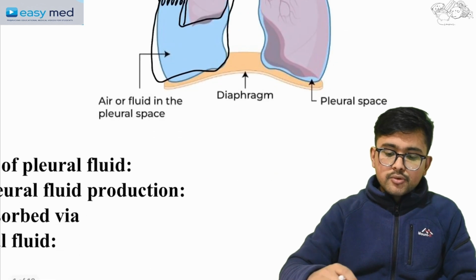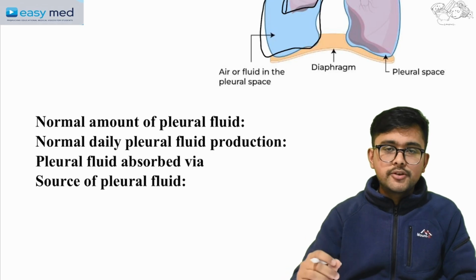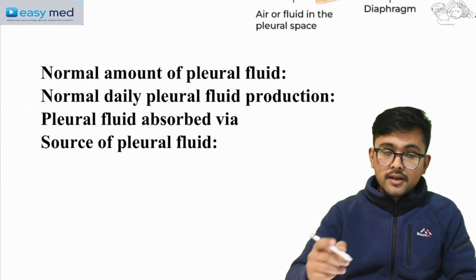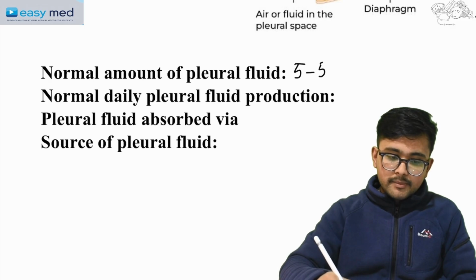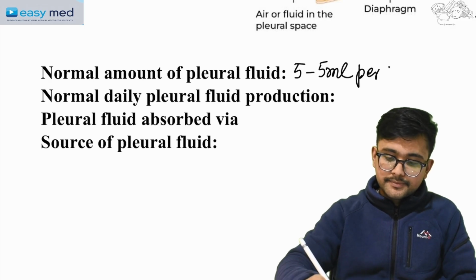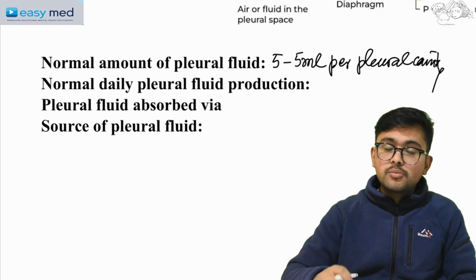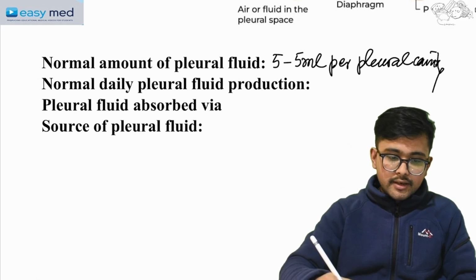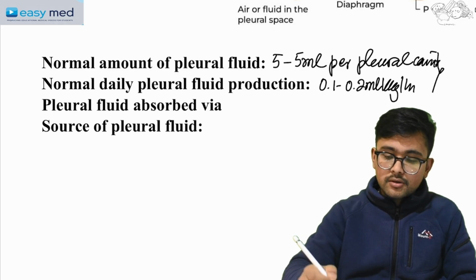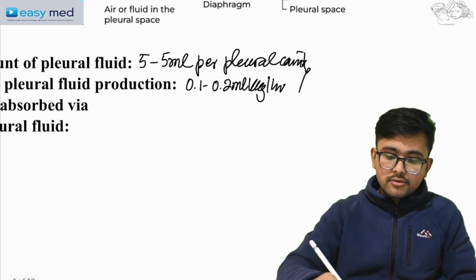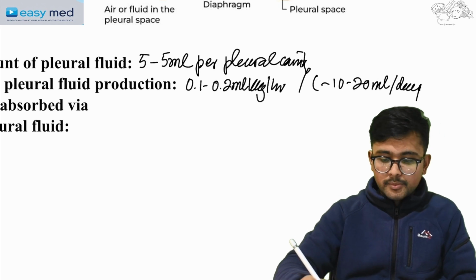Now, before we discuss pneumothorax in much more detail, let us understand a few MCQ points that might be relevant for medical students. The first thing is the normal amount of pleural fluid is 5 to 15 ml per pleural cavity. The normal production of pleural fluid is about 0.1 to 0.2 ml per kg every hour, and that basically amounts to about 10 to 20 ml per day of pleural fluid per lung.